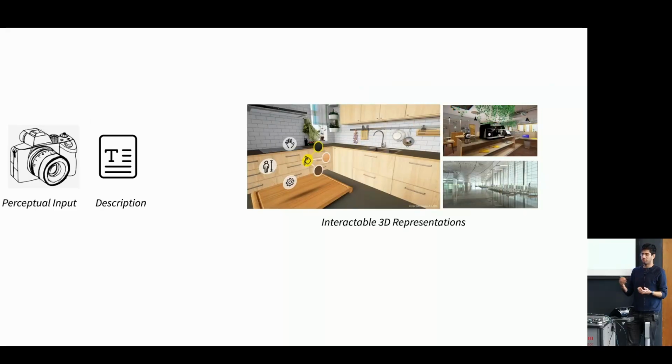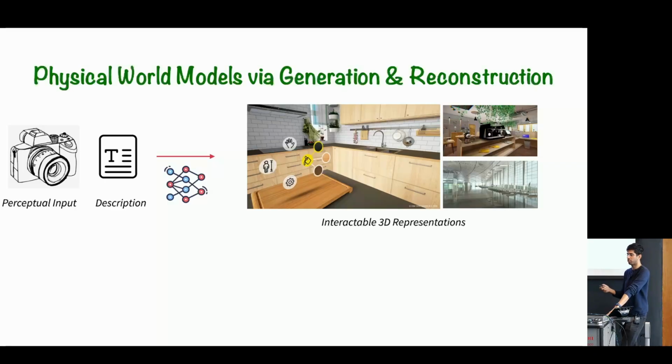Alternately, maybe you can just give a text description to a generative AI system which says, okay, I want a kitchen with these assets, and it gives you this interactable 3D representation. And the goal is to have neural networks which map perceptual input or text descriptions to these interactive 3D representations. This is easier said than done, and there are many challenges. In fact, a lot of the research in my group is focusing on resolving some of those challenges towards this goal of having physical models of the underlying world from just perceptual input or textual descriptions.